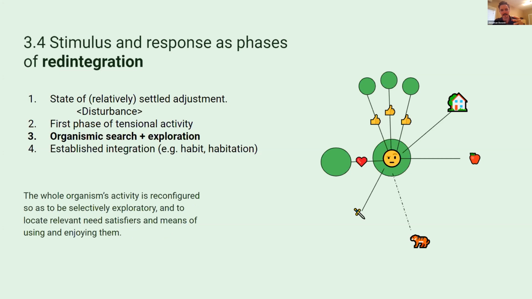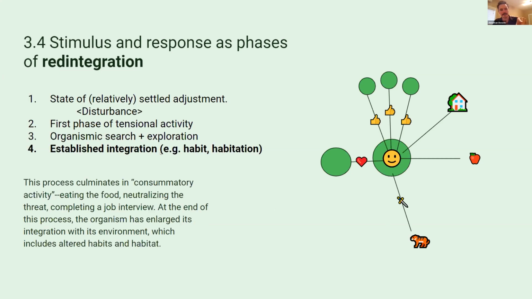After that, you get something Dewey calls organismic search and exploration. Here, the whole organism's activity is reconfigured so as to be selectively exploratory and to locate some relevant need satisfier or means of using and enjoying that need satisfier. Here, he's found a dagger to protect him against this tiger. Now this final phase tends to be called consummatory activity. This is either eating the food when you're hungry, neutralizing a threat, like in this case, I suppose, or maybe completing a job interview if the need is a social need for employment.